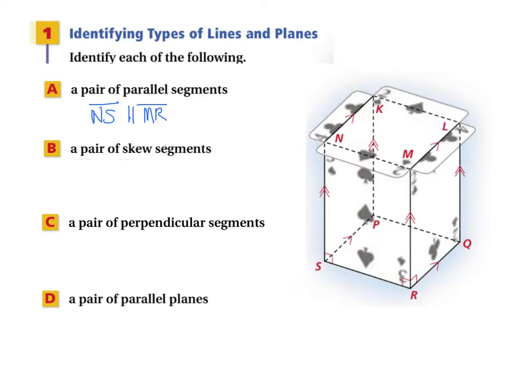B, a pair of skew segments. So pick any segment you would like. So let's pick segment KN. Give me another segment that would be skew with that. So KN, we can't say NS because they intersect right here. We can't say KP because it intersects. But I can say segment MR. Notice that right here, KN and MR, they're not parallel, they're never going to intersect, and they're not even in the same plane.